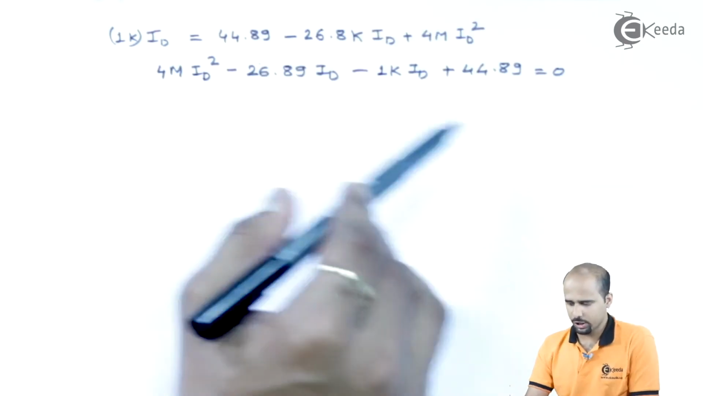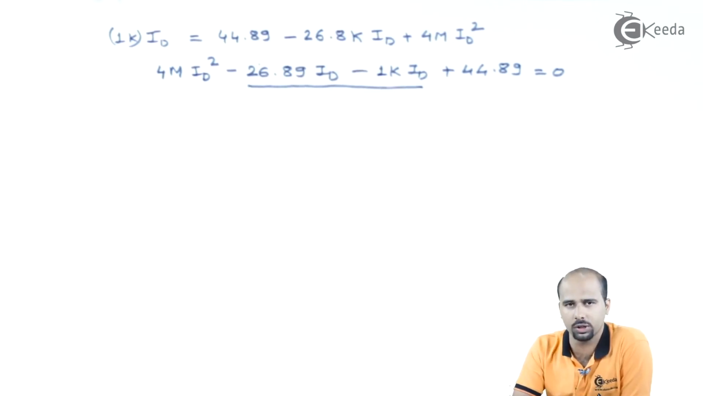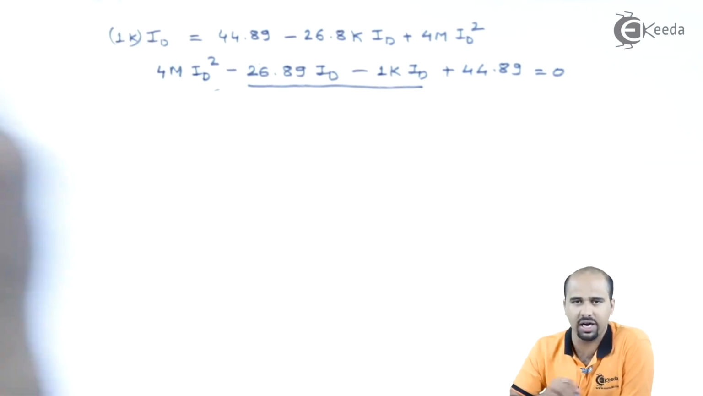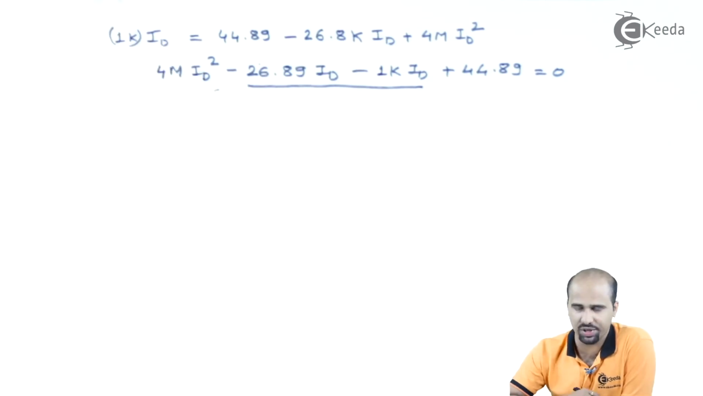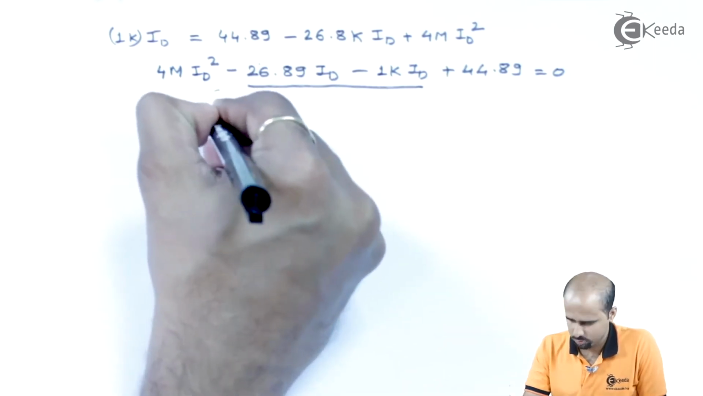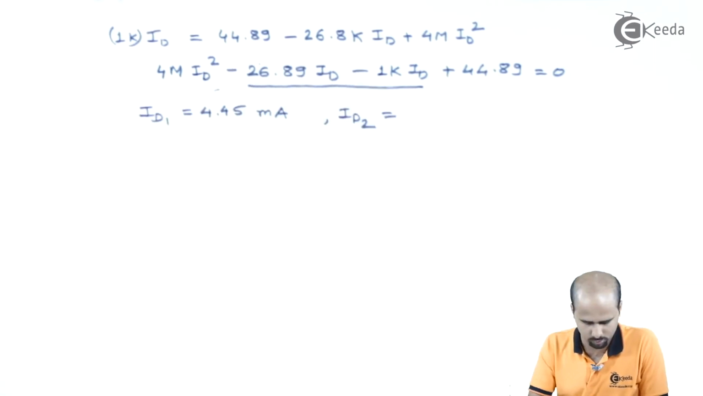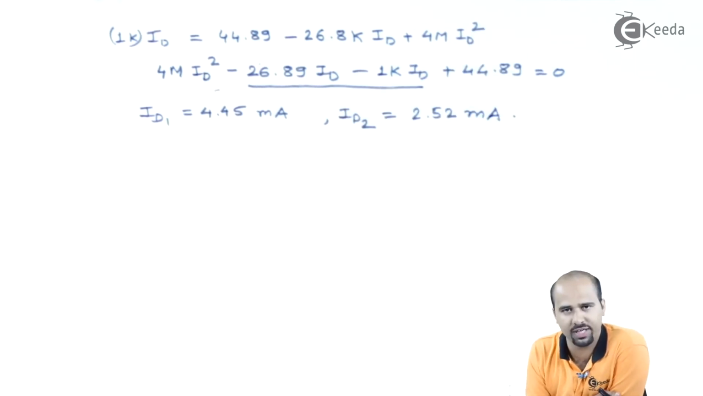So we'll be getting this quadratic equation. We'll get one term having ID square, these two terms having ID, and one term having ID to the power 0, that is a constant. So we will make use of the quadratic formula to find out the roots of the quadratic equation. Now these two roots we will be getting, yes or no? Yes: 4.45 milliampere and 2.52 milliampere.